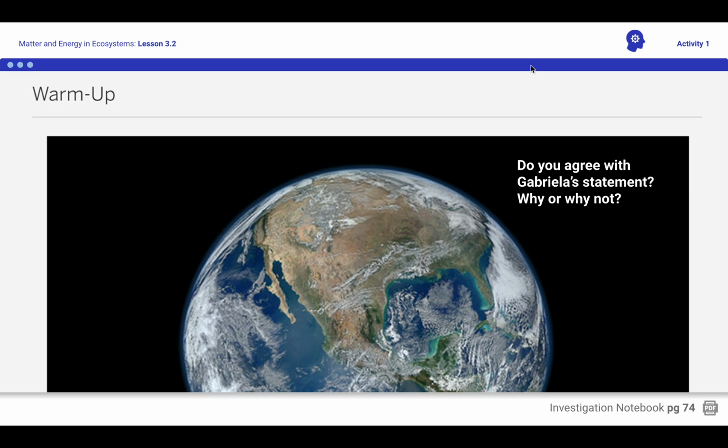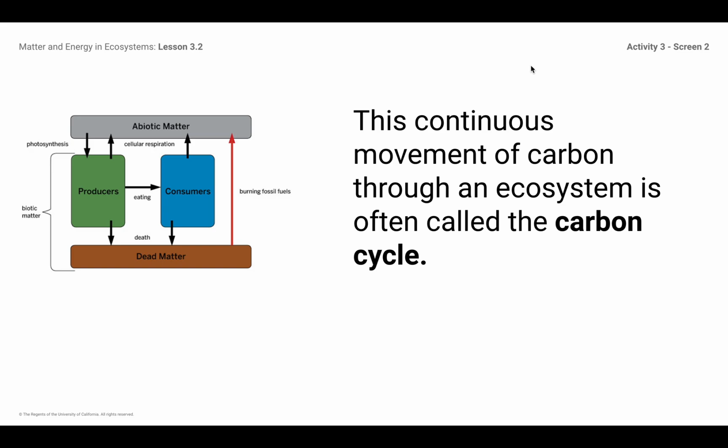So let's come back to Gabriella's statement. Do you agree with it? I hope you did. And the reason why is because we've got a couple key concepts that show us, first of all, if there is a change in one part of the system, there has to be a change in the other. And then I've got 2 other key concepts I think that we can use to sort of hang our hat on the idea of carbon increasing in one area would cause a decrease in the other. So let's keep going. This continuous movement of carbon through an ecosystem is often called the carbon cycle.